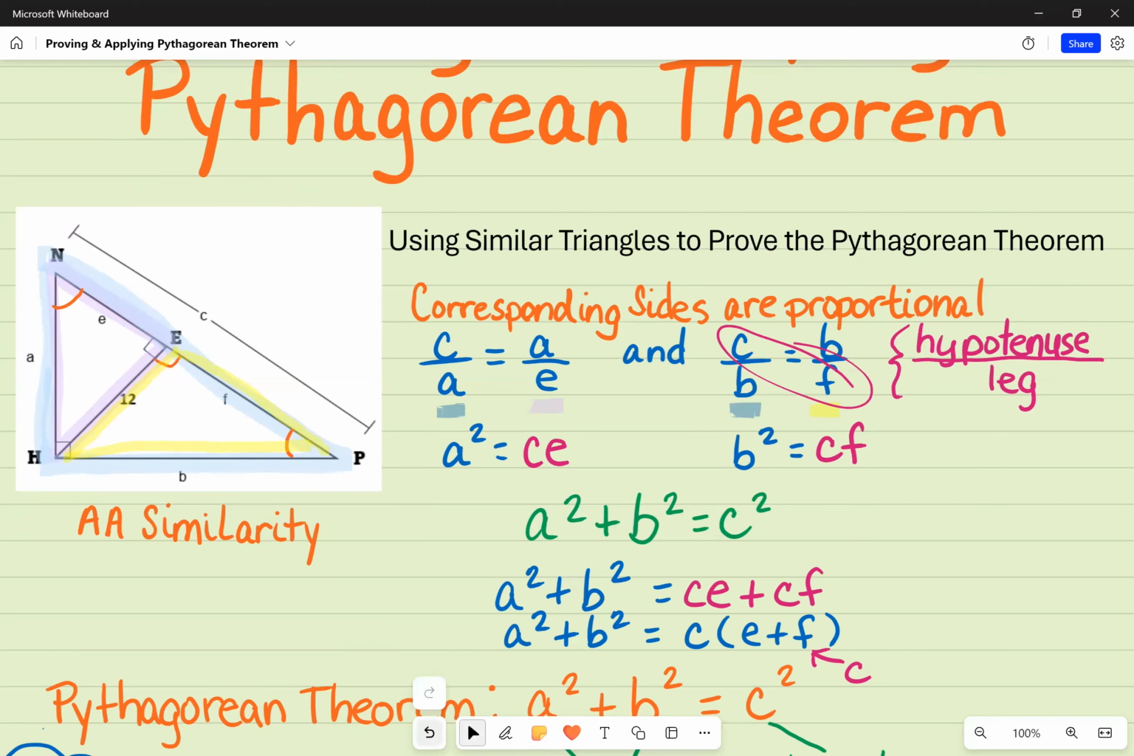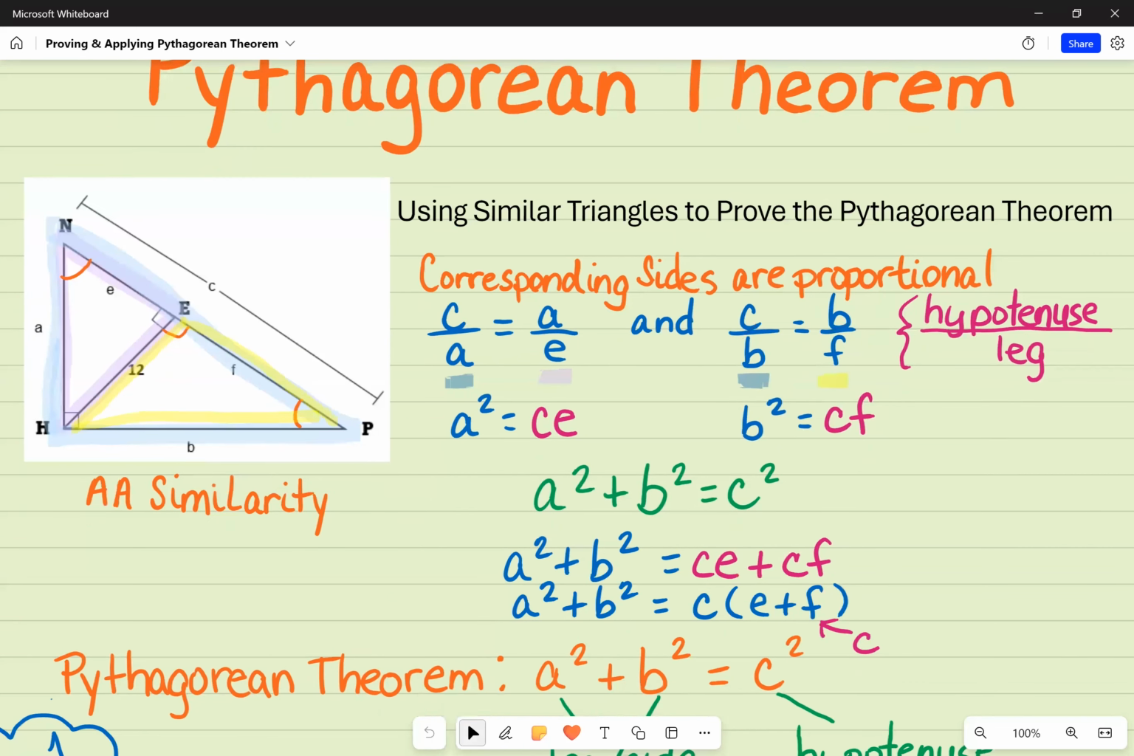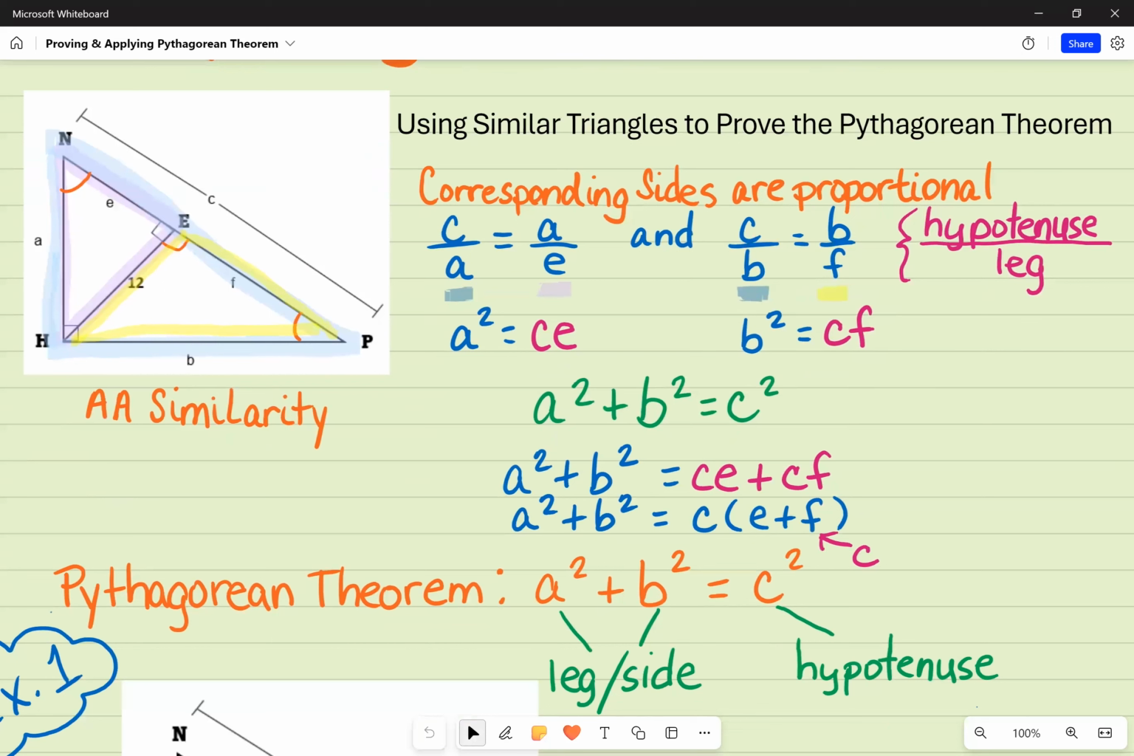So if I'm looking at my Pythagorean theorem, I see that I have an a squared and I have a b squared. Well, I'm going to replace that with the ce and the cf. And once I do that, I can now factor out the greatest common factor of c. And that's going to leave me with c times the quantity of e plus f.